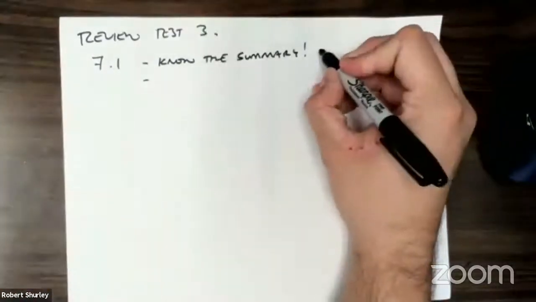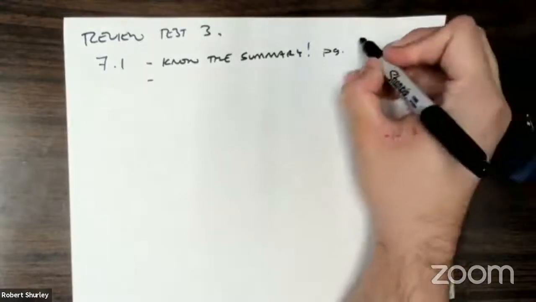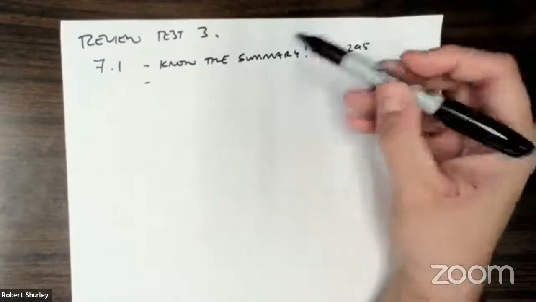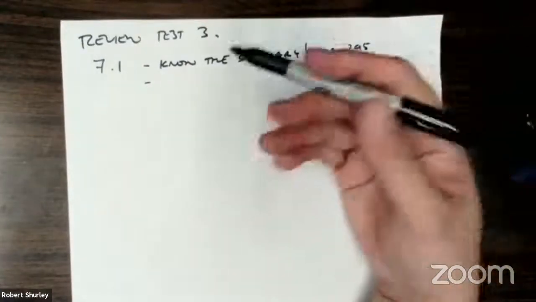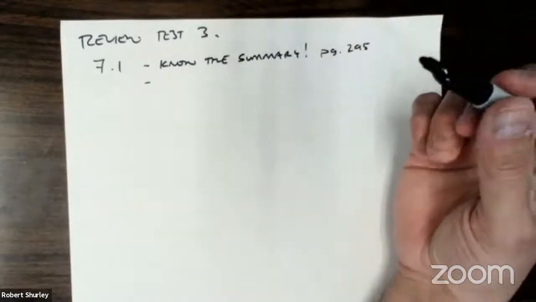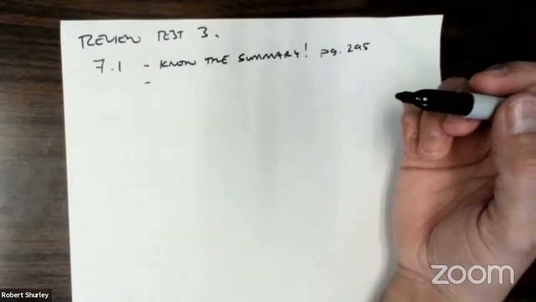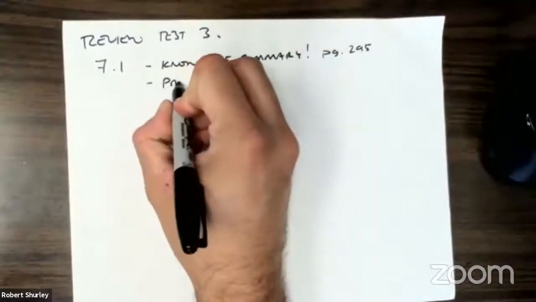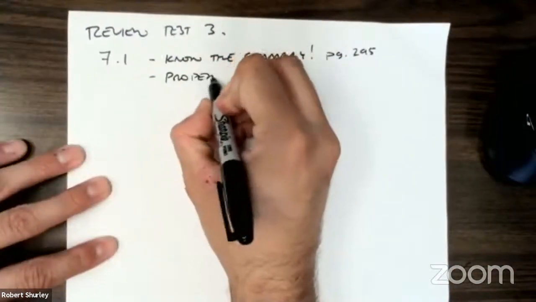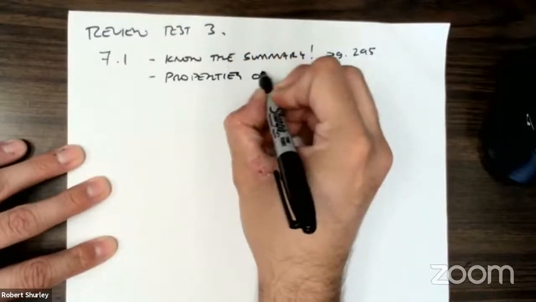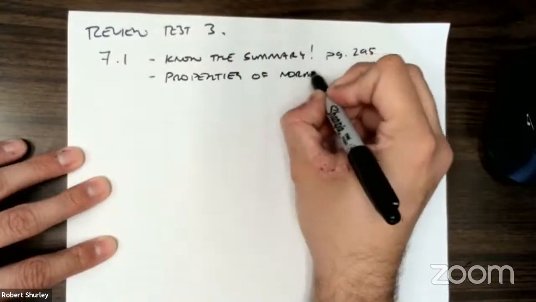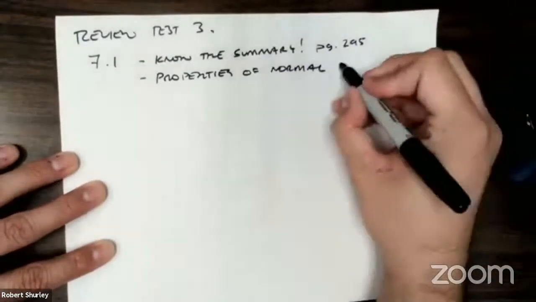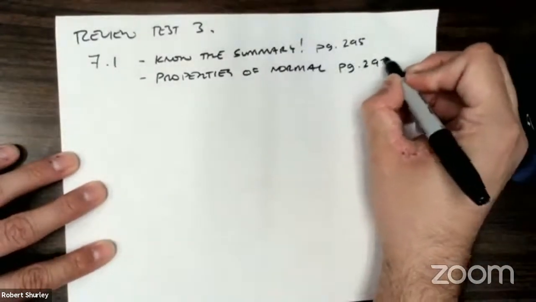So I'll put some pages on here. Page 295 was just the summary for probability density curves. That could be any curve. But then on the top of page 297, it goes over the properties of the normal distribution. Properties of, I'm going to just put normal here so I don't have to write as much. Properties of normal, it's on the top of page 297.